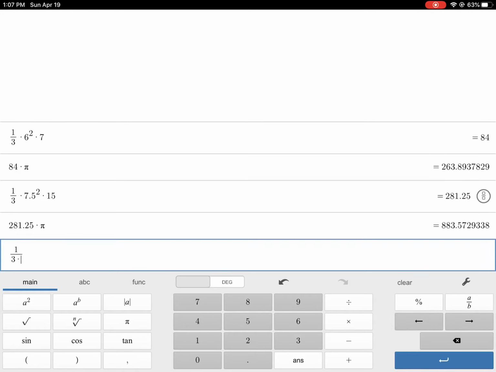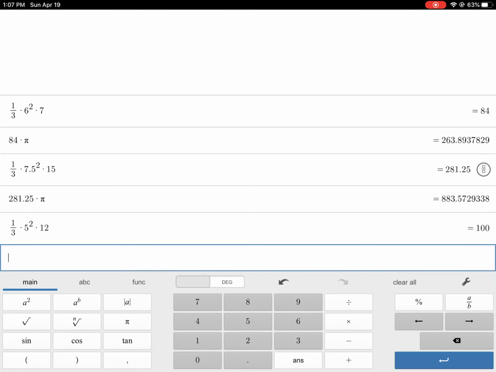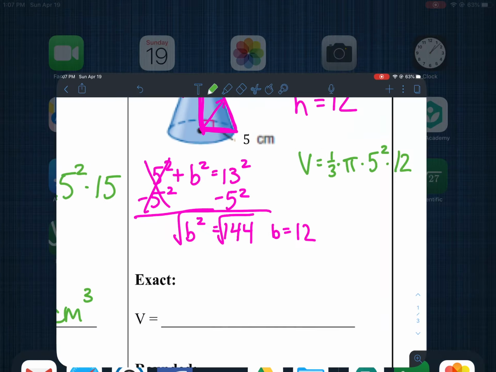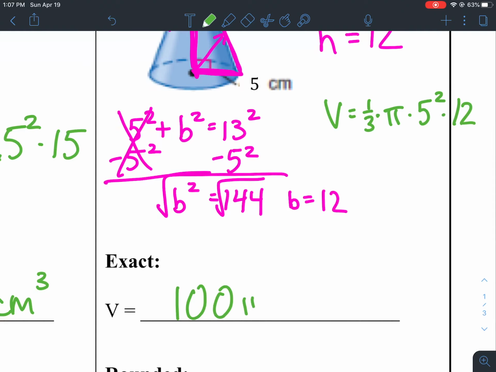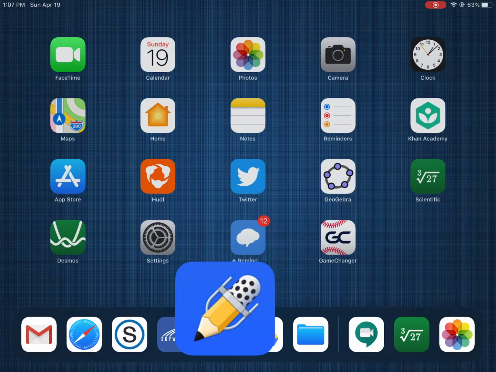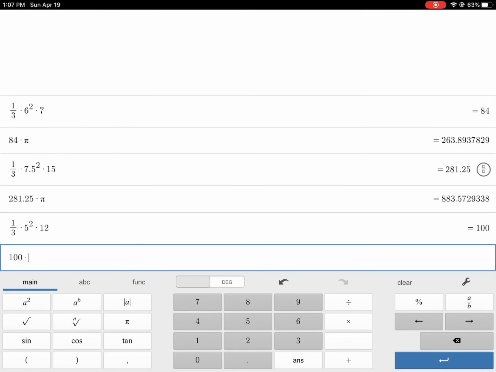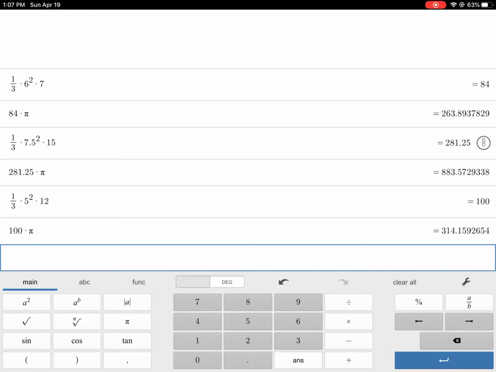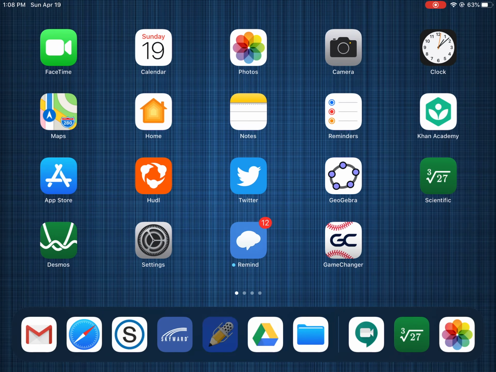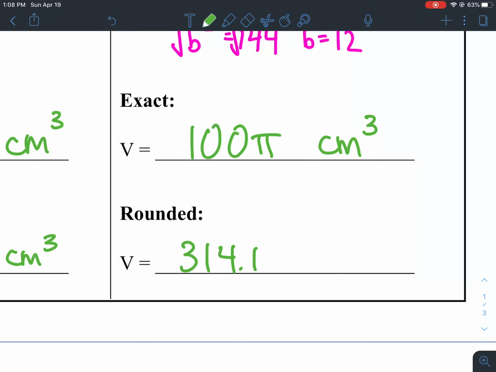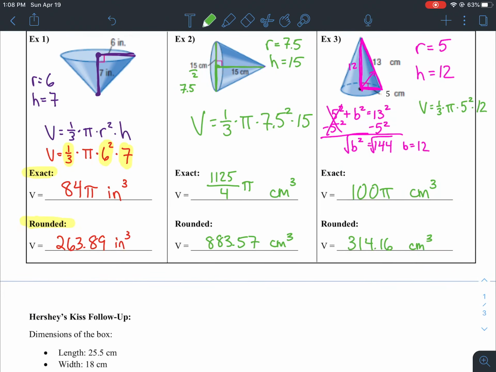So tap over, there we go, times 5 squared times 12, and we get 100. So my exact answer is 100 pi centimeters cubed. And lastly, to get that rounded answer, just a simple 100 times pi, 314.16. If we round, 314.16 centimeters cubed. Okay? So there are basically the various types of which you could see a problem like this.